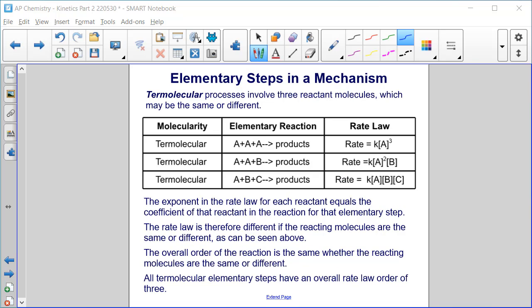Termolecular processes involve three reactant molecules, which may be the same or different. So I've shown three different examples, one where all three are the same, one where only two are the same, and one where all three are different.